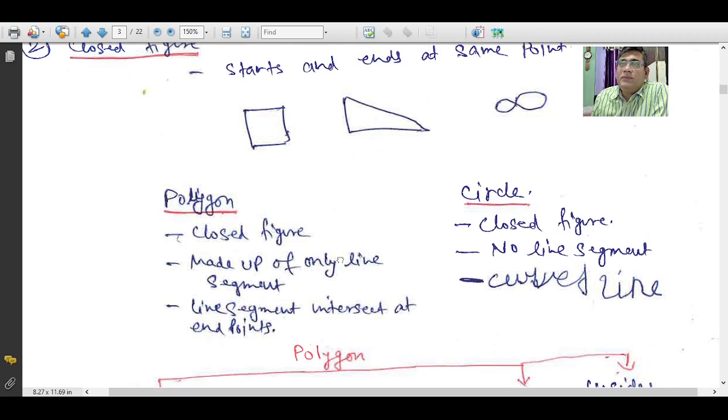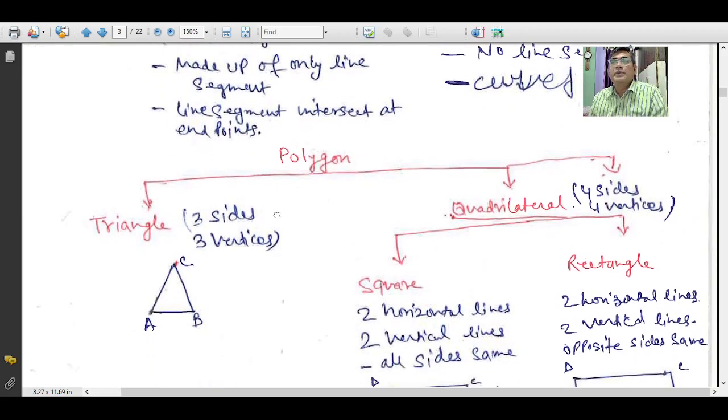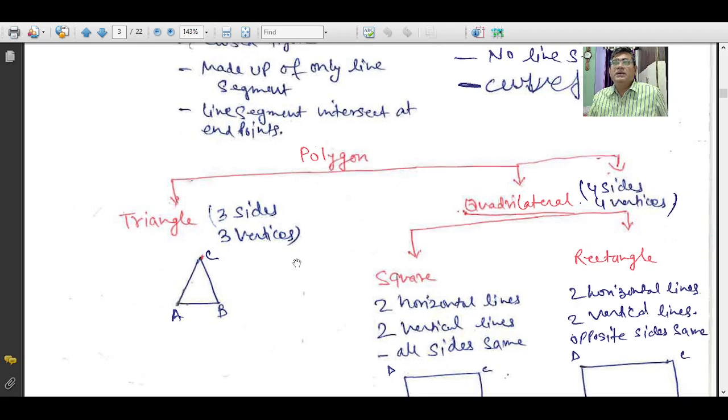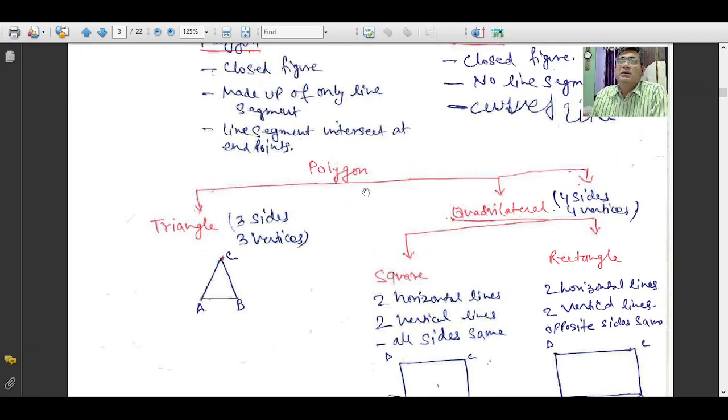Now, what is a polygon? It is a geometrical figure. Circle is also a geometrical figure. A polygon is a closed figure made up of only line segments. This is also a closed figure. Circle is also a closed figure. A polygon is made up of line segments, but in a circle there is no line segment. These are basically curved lines. Line segments intersect at end points, for a polygon. Now this diagram is also very important. See, this is a polygon.